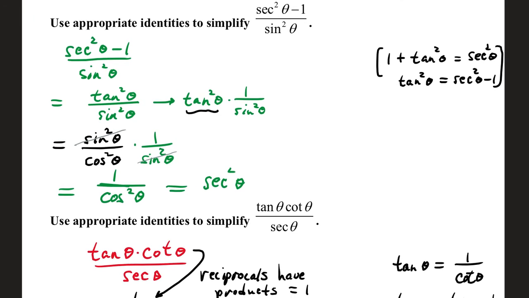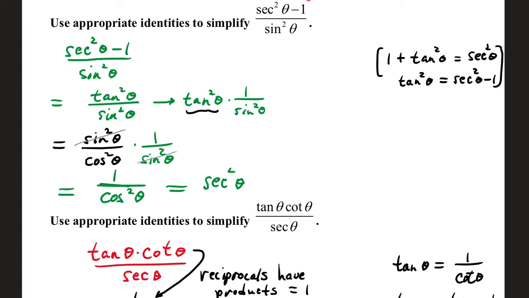Use appropriate identities to simplify. Now, on this one, I'm making the directions a little more vague so that you have to think about which identity is more appropriate to use. And just keep in the back of your mind, the goal of these is to try to get down to as few terms as possible, ideally one term or one numerical value.